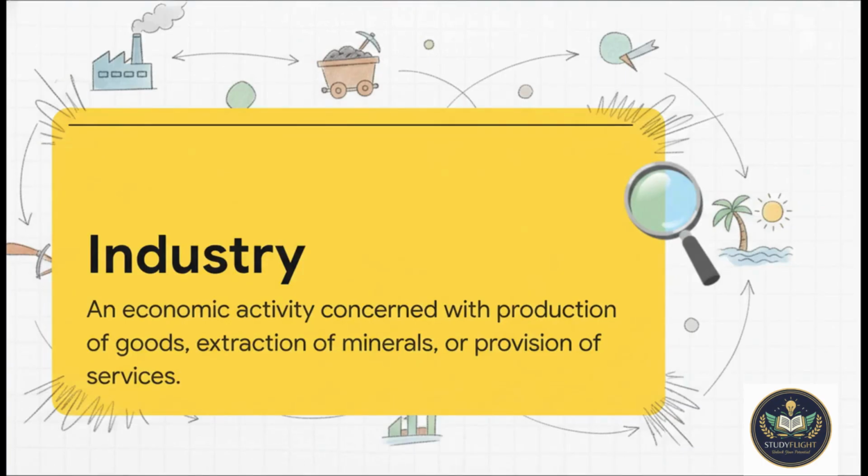And that right there is the crucial point. An industry isn't just one factory. As you can see from this definition, it's a whole economic system. It can be about making goods, like in the steel industry, but it can also be about extracting resources, like coal mining, or even providing services, like tourism.